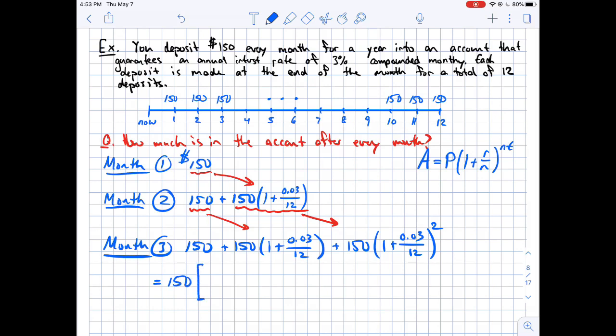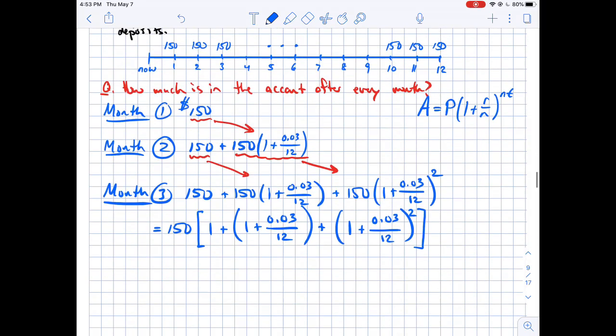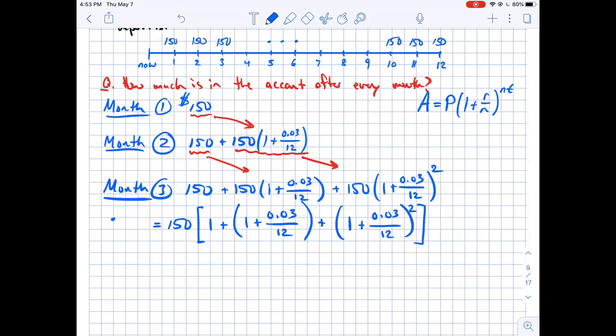Now, what does that leave me with? Well, the first term, if I factor 150, is going to leave me with 1. The second term, if I factor 150, is going to leave me with 1 plus 0.03 over 12. And the third term is going to leave me with 1 plus 0.03 over 12, and that whole thing is squared. Okay, so this is what I get technically by the end of the 3rd month. So now let's extend this and see what we would get if we continue this pattern all the way to the 12th month.